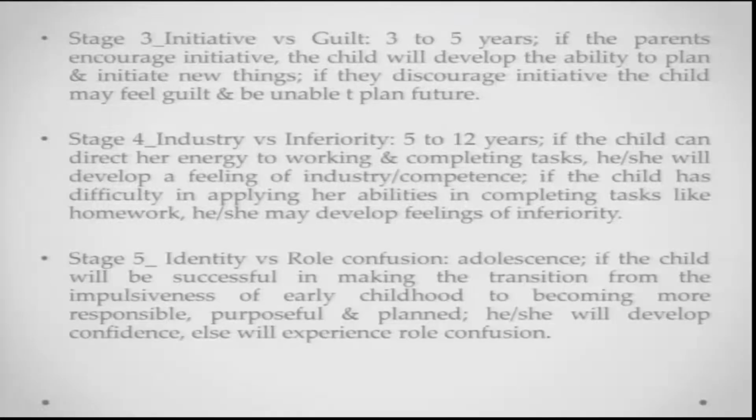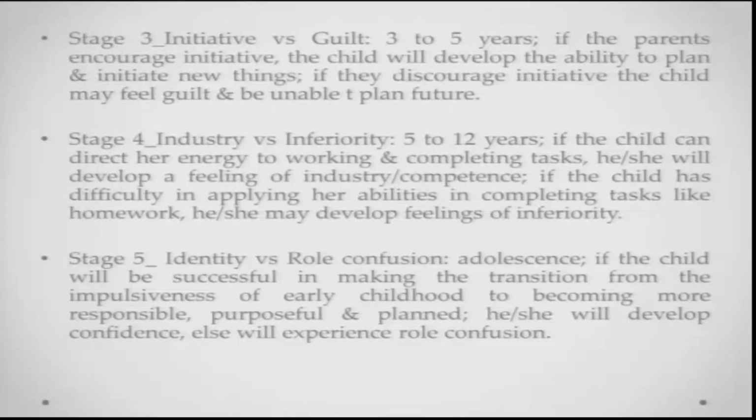Industry versus inferiority is the 4th stage, 5 to 12 years of age. If the child can develop her energy to completing tasks and working through assignments, he or she will develop this feeling of industry and competence. You will see children around 5 to 12 years of age come up with random missions that they have to complete. They will spend a lot of time and energy completing those missions, and parents have to be supportive of these kind of things. They should not really tell the child, don't do this, this is very dangerous, don't play with these people. All those kind of things have to be held back.